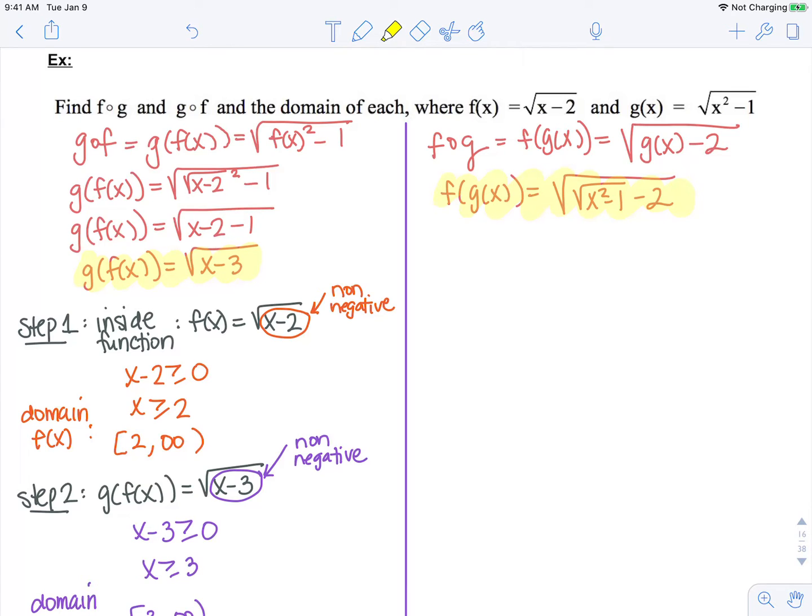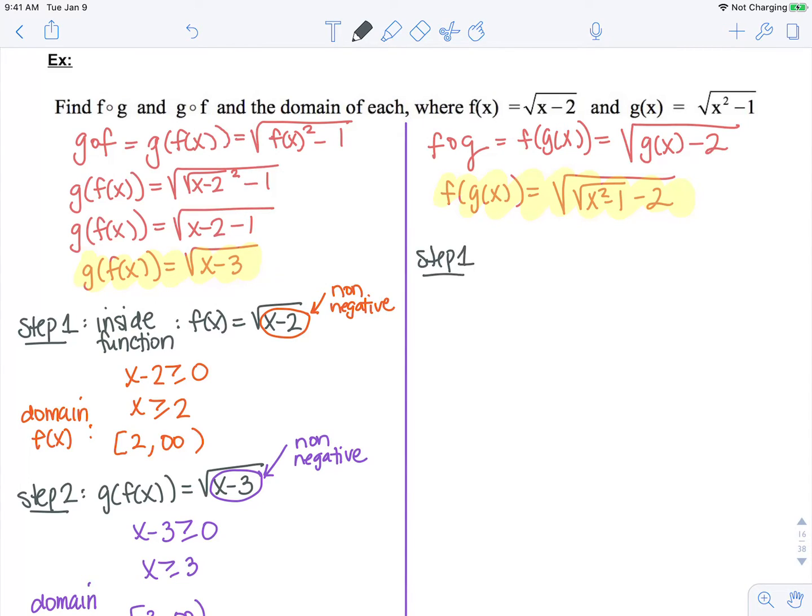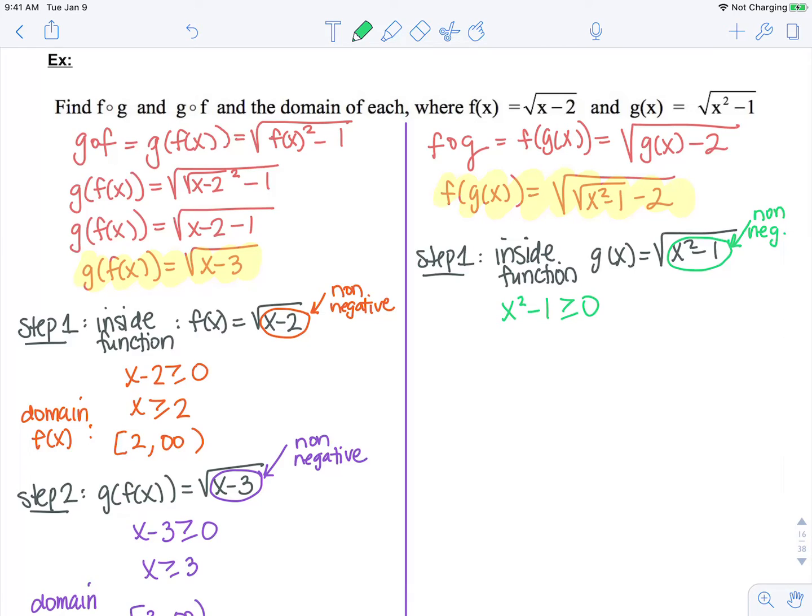All right. So now we need to try to find the domain. So step 1, my inside function is g of x equals the square root of x squared minus 1. For this radical function, what's inside my square root must be non-negative in order to get a real number. So that tells us that x squared minus 1 must be greater than or equal to 0. Now that we have a degree higher than 1, we need to factor: x plus 1, x minus 1 is greater than or equal to 0. My key numbers are positive and negative 1.